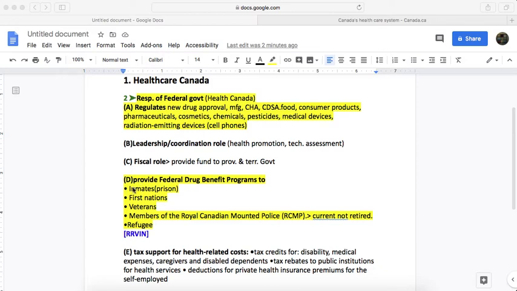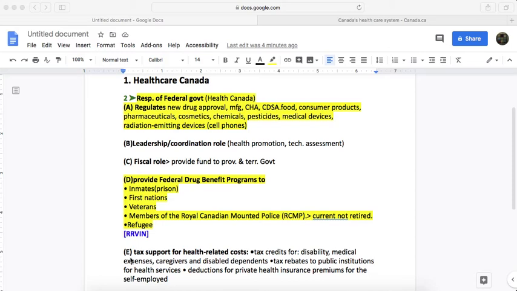Fourth responsibility is it provides federal drug benefit program to 5 groups of people. First, inmates, which means prisoners. Second, First Nation. Third, veterans. Fourth, members of the Royal Canadian Mounted Police, RCMP, who are not retired. Fifth is refugees. To remember this, there is a mnemonic RR-WIN: refugees, RCMP, veterans, inmates, and natives.